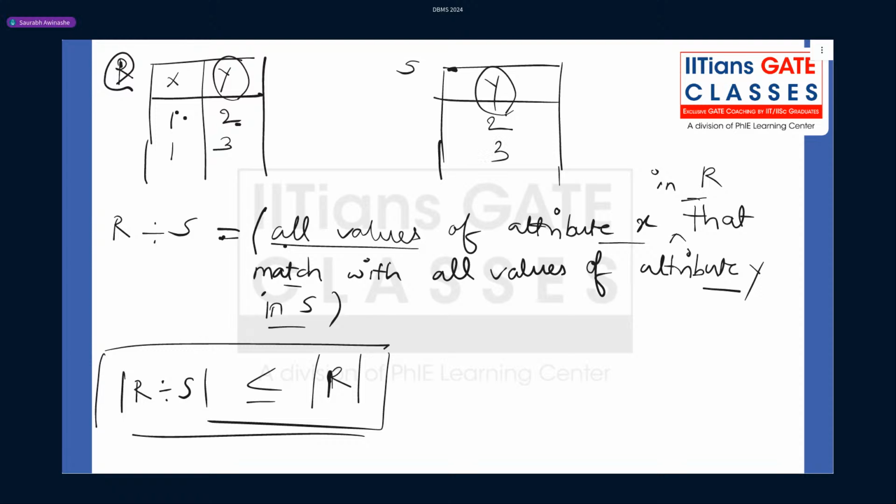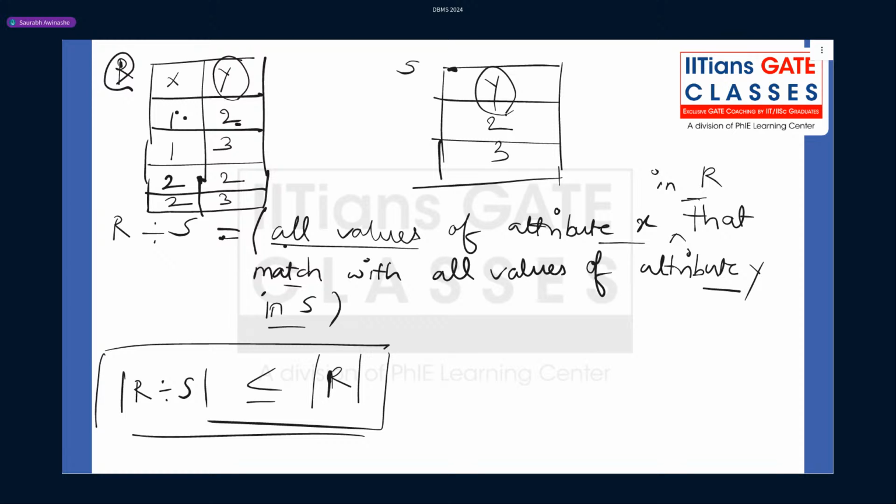Let's say we have 2 and 3. We have 1, 2, 1, 3, 2, 2, and 2, 3. Okay. So we have 4 tuples in R and we have 2 tuples in S.